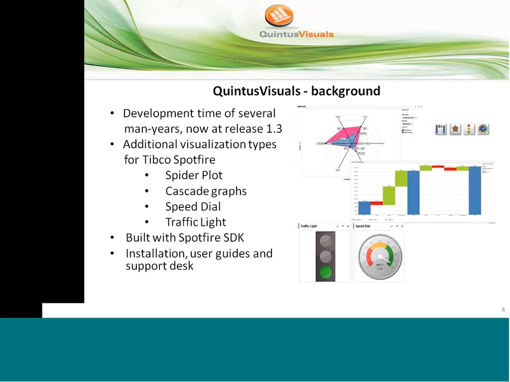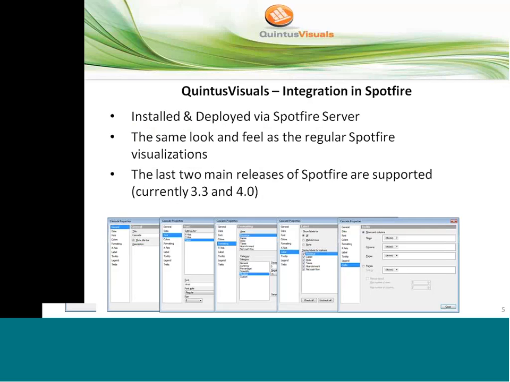QuintusVisuals background. The development of the QuintusVisuals took several man-years. In the current release 1.3, we have the following visualizations: the spider plot, cascade graphs, speed dial, and the traffic light. The QuintusVisuals are built with the Spotfire software development kit. Installation and user guides are available, and also a help desk for support.